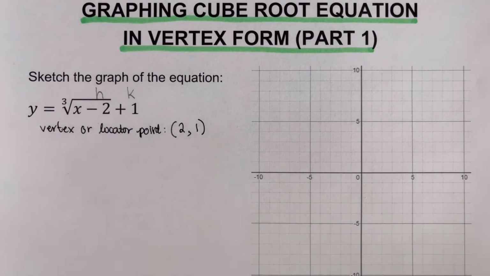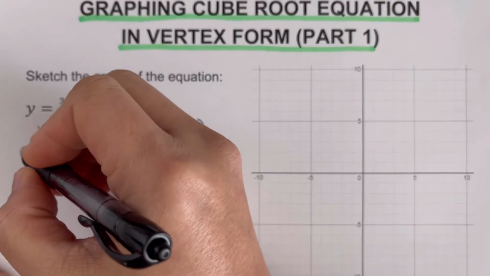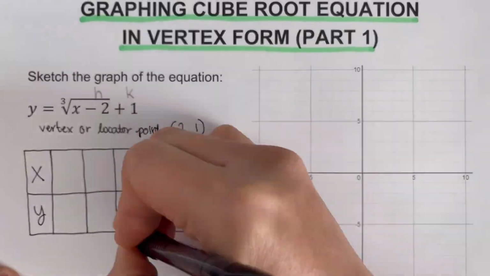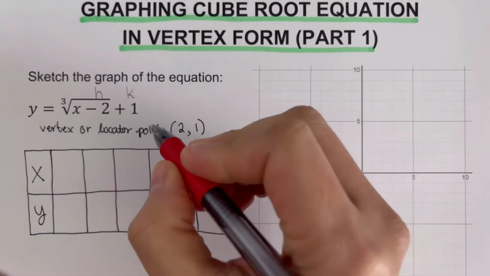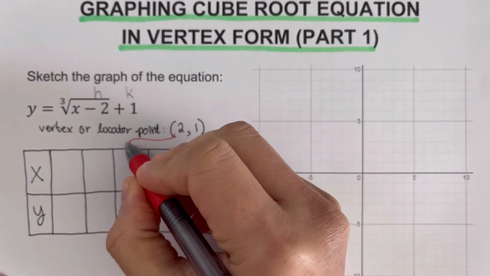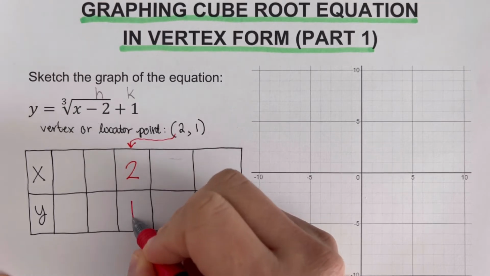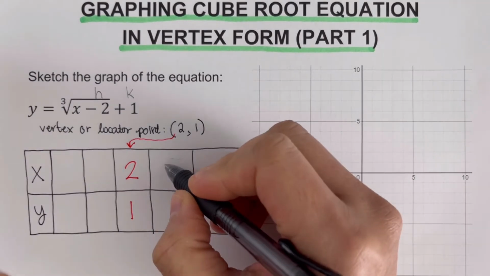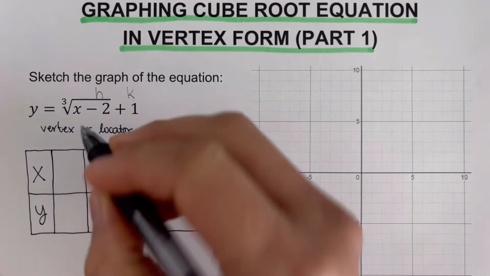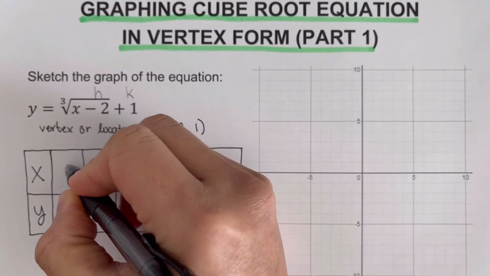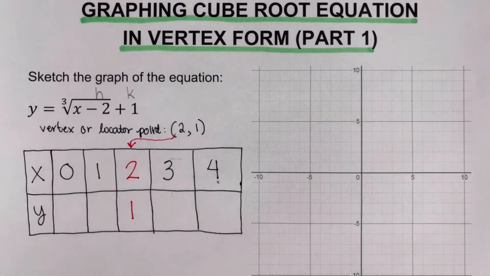The second step is to create and complete the table of values. I'm going to draw the table of values down here. The numbers we write on this table, we will start from the vertex, so we put it in the middle: 2 and 1. Then we add more x values: 3 and 4, and going the other way, 1 and 0. Then we determine the y values, which are blanks.